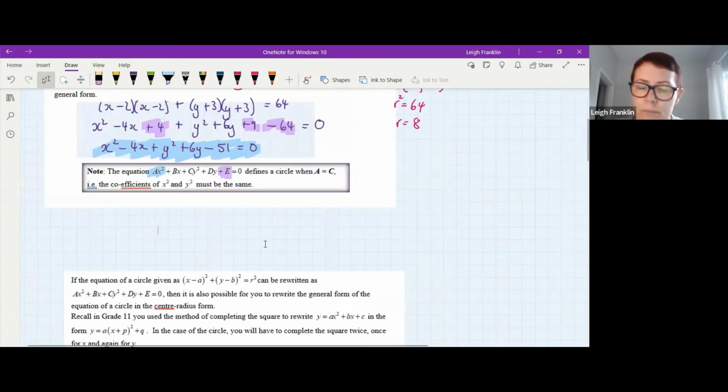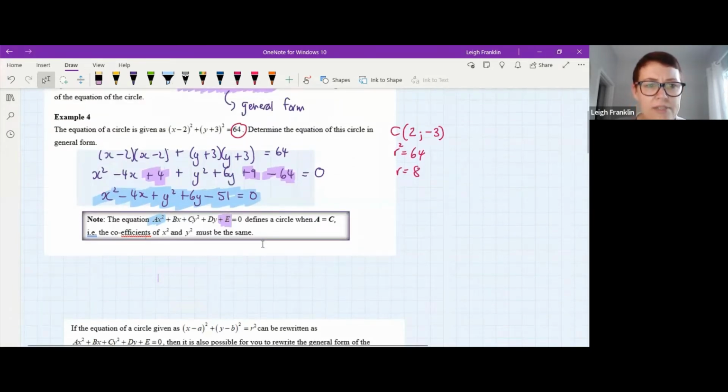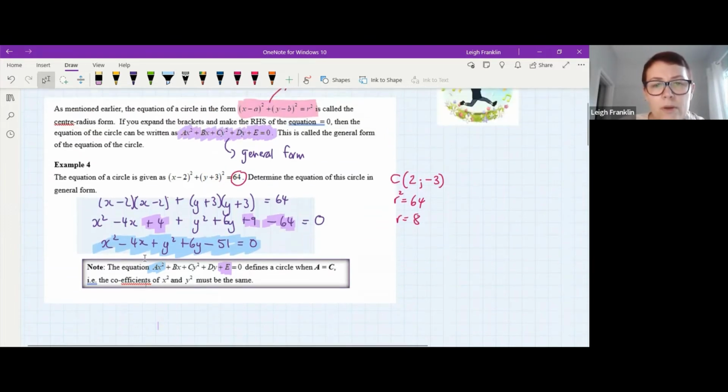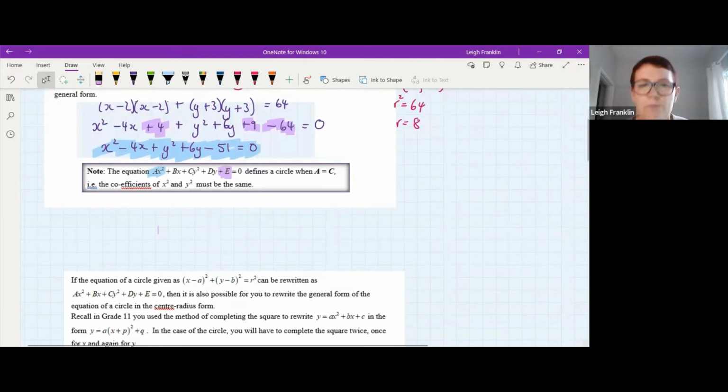All right, now, yes, Njabulo. Ma'am, can I just see the general formula if you don't mind? I just want to write it down fast. Okay, so the general form, there it is in the purple block for you. Ax squared plus bx plus cy squared plus dy plus e equals 0. That's general form. And the one in pink up at the top of the page, that's center radius form. Okay, can I continue? Is that okay? Yes, ma'am. Thank you. Okay.